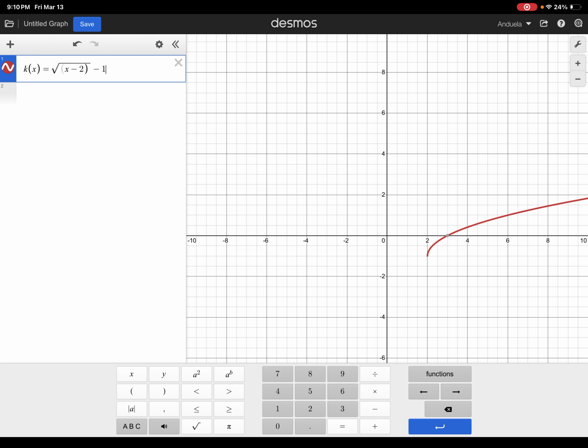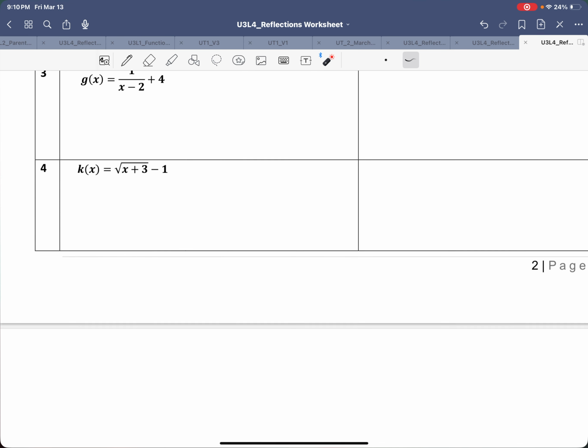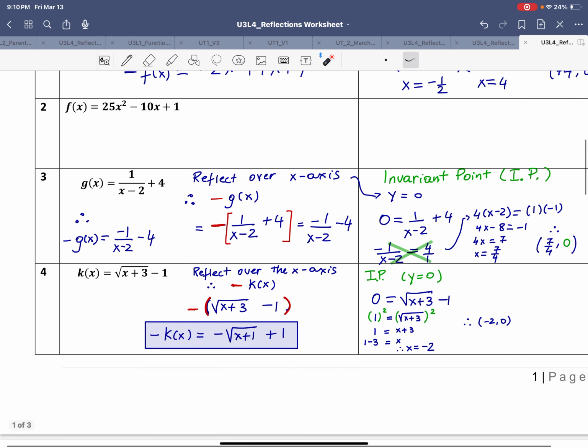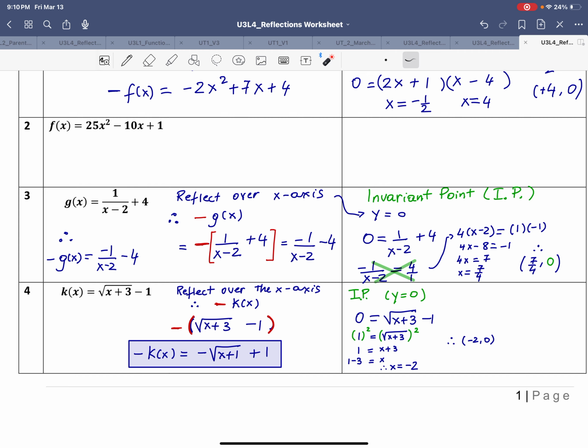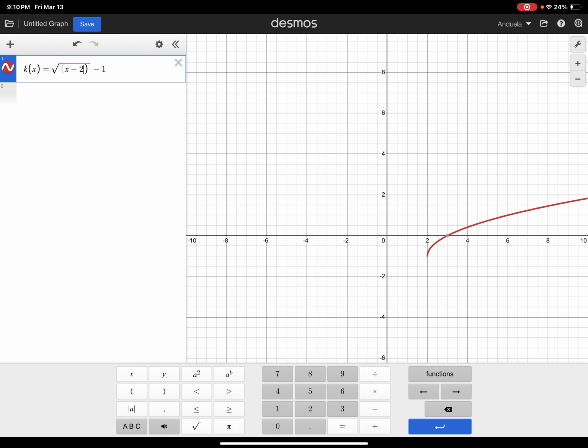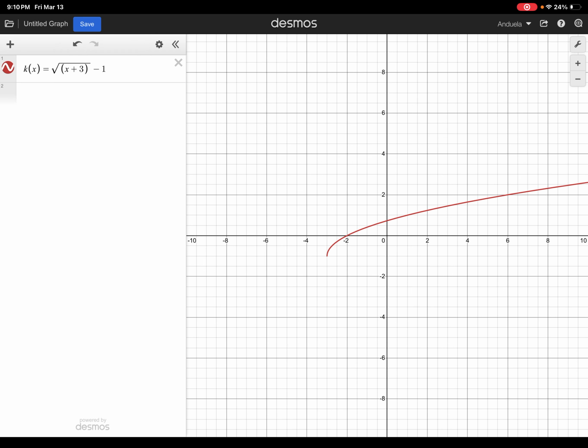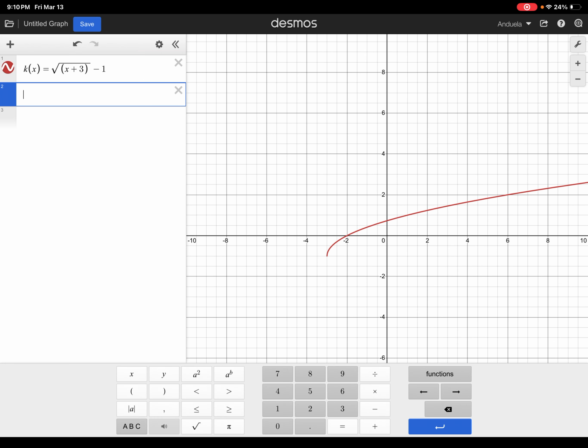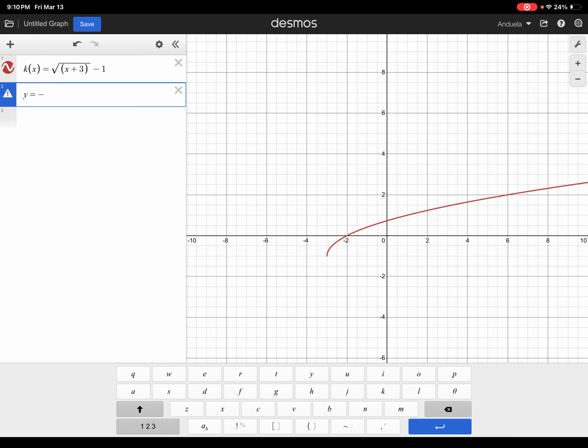I think it was minus 1 because it became positive. Let's double check. Where are we? Here. So, it was x plus 3 minus 1. Let me correct that. X plus 3 minus 1. Okay, cool. Now, next thing that you want to do is write the equation y equals, and then we're going to give it a negative k of x.